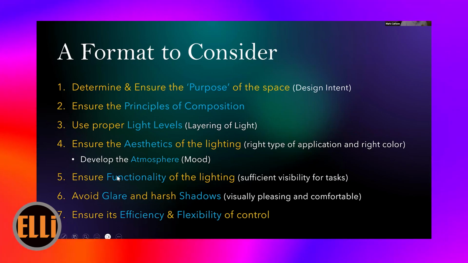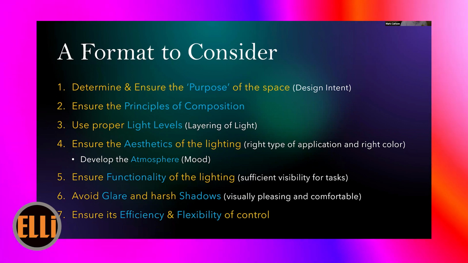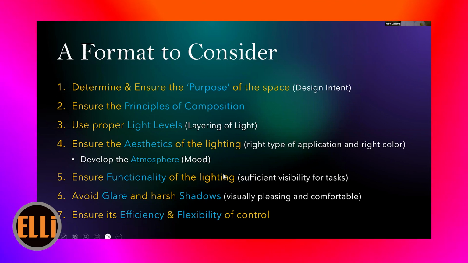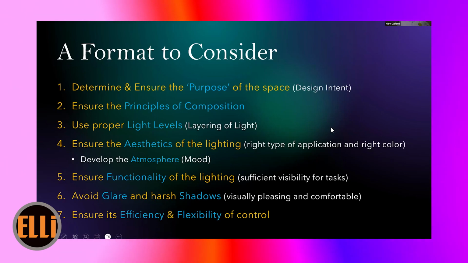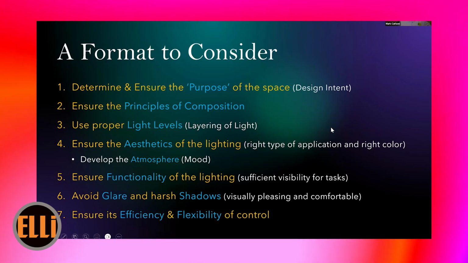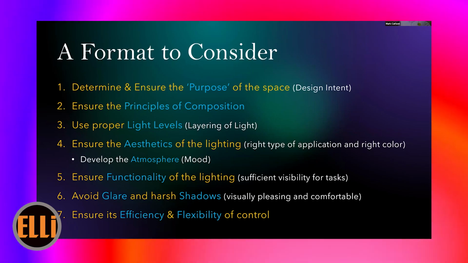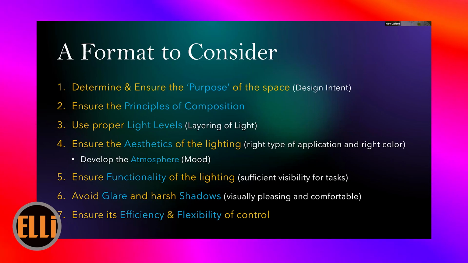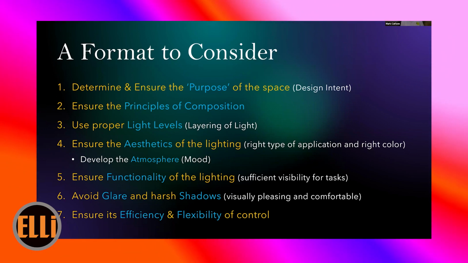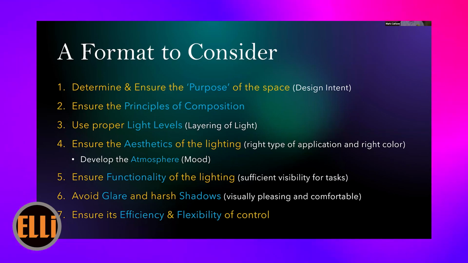Number 4, ensure the aesthetics of the lighting. Again, right application, right color. This helps to develop the atmosphere, the mood. If it's more of a calming space, a peaceful, serene space for relaxation, then use warmer light for that area. Kelvin temperature maybe 2700 Kelvin, 2500, 2200, more like flame color, for certain aspects of the area. Maybe even using candles or fire in a different sense. Those are good touches for calming the space down and making it feel comfortable.